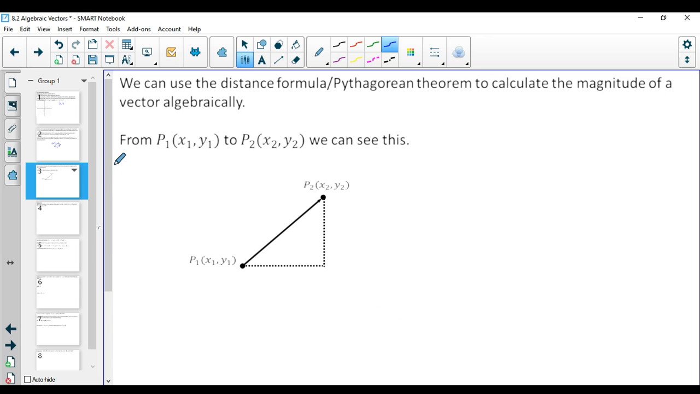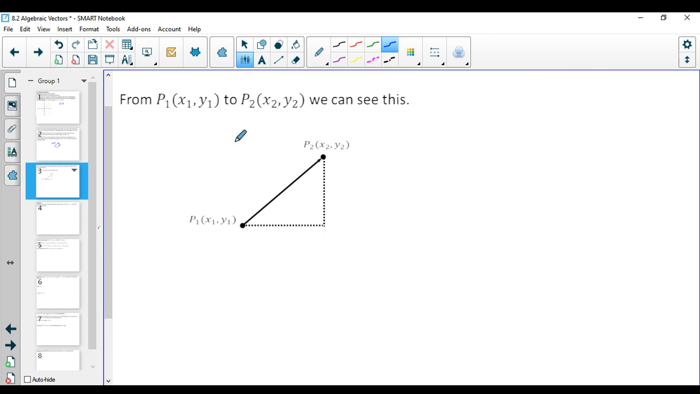So we can use the distance formula or the Pythagorean theorem to calculate the magnitude of a vector algebraically. Okay, so I'm doing this in a very general way. From point 1 to point 2, we can see this, and I want us to find this. So what is the length of this segment here? Anybody?